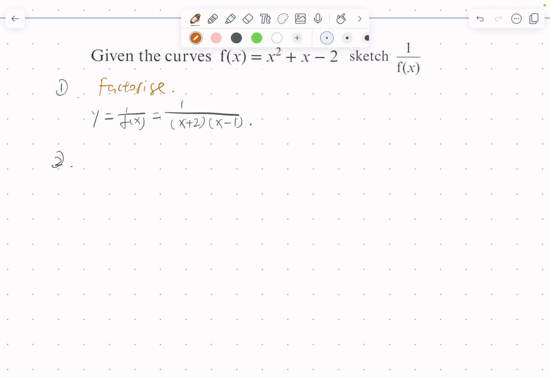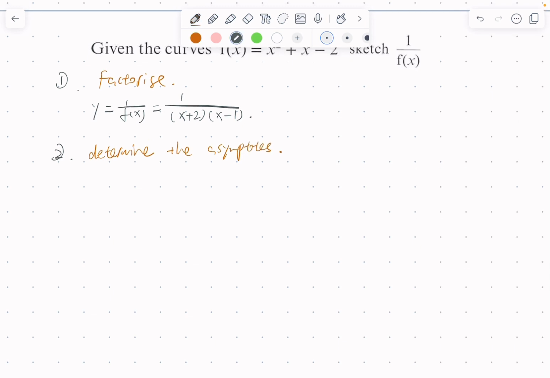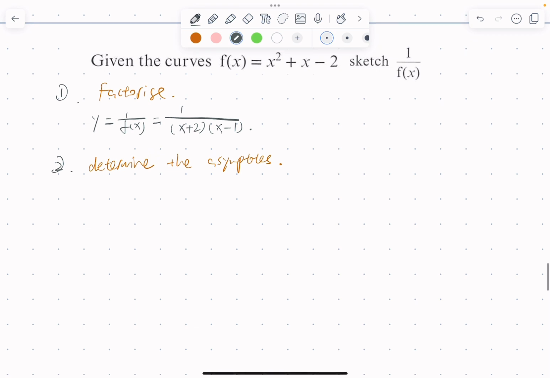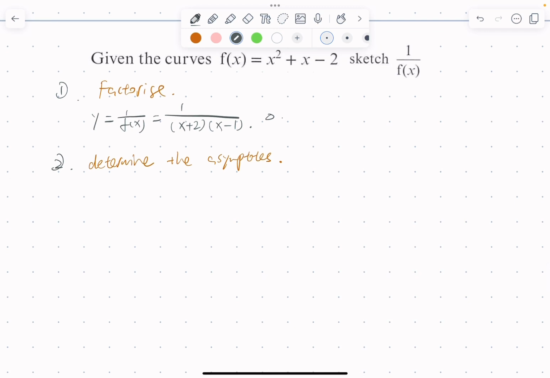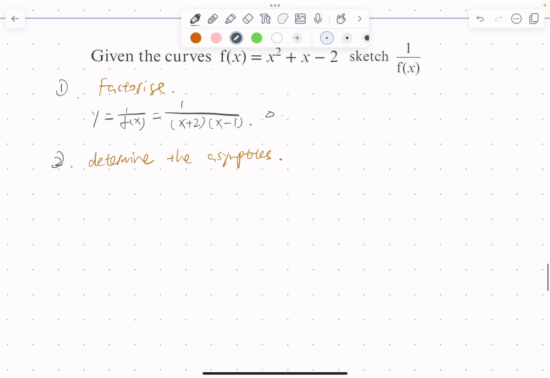After that, we need to consider the asymptotes of this graph. So the second part is to determine the asymptotes. How can we find the asymptotes? Let's look at this function, 1 over (x plus 2) times (x minus 1). We know that the denominator cannot be 0, so here it cannot be 0, which means the function is discontinuous.